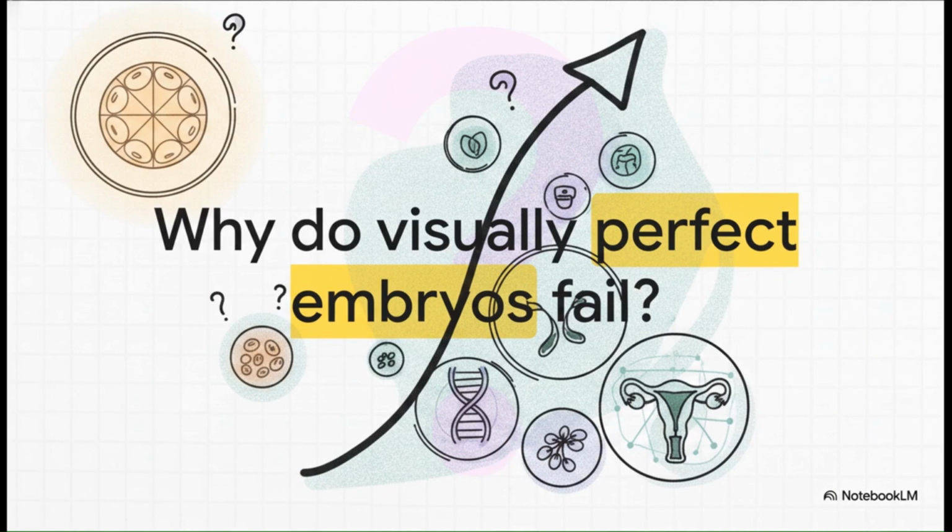It usually boils down to this one incredibly frustrating question: why do visually perfect embryos sometimes fail to implant? You see this beautiful, highly graded embryo on the clinic monitor, but the cycle still doesn't work. To figure out why, we need to take a micro to macro diagnostic journey, looking at everything from the microscopic cells to the broader systems of the human body.